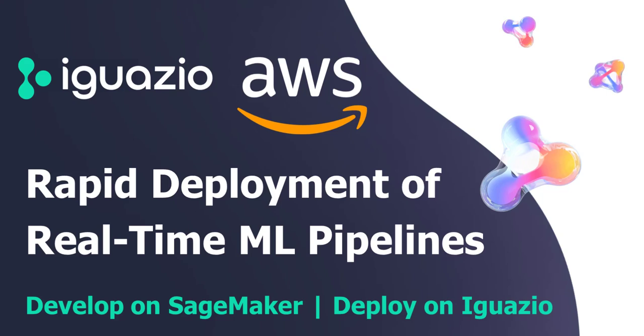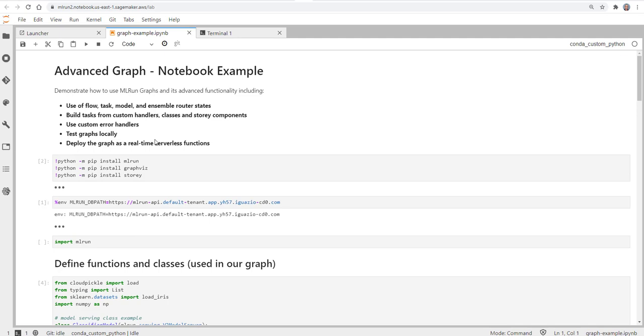In this demo, we're going to see how you can develop real-time pipelines in SageMaker. Essentially go to training, develop models, and build the real-time pipelines. Test them in SageMaker, and then deploy them everywhere you want, whether it's on premises, in the cloud, on a Kubernetes cluster, on the edge, and so on.